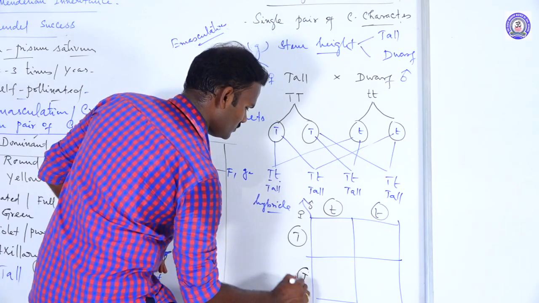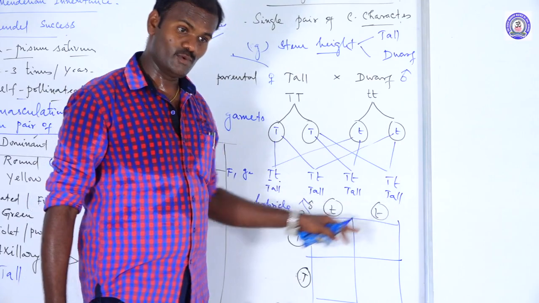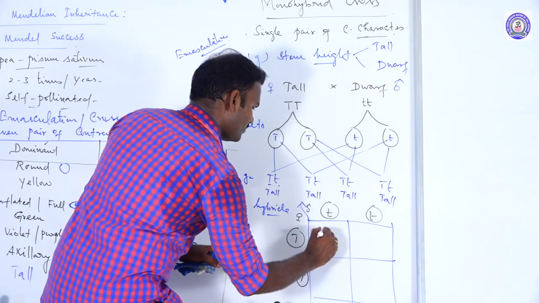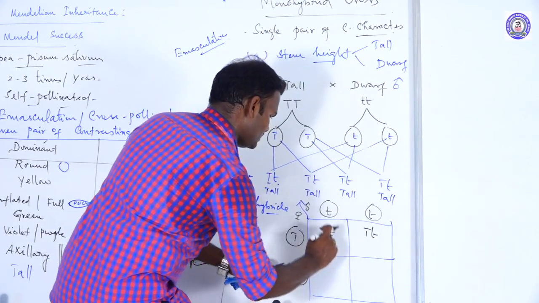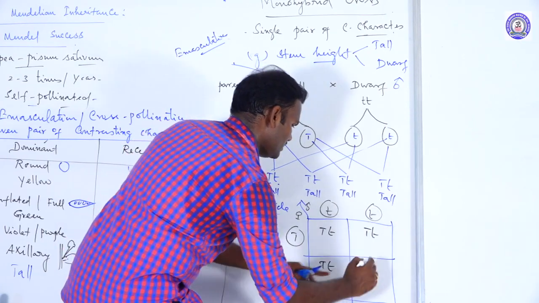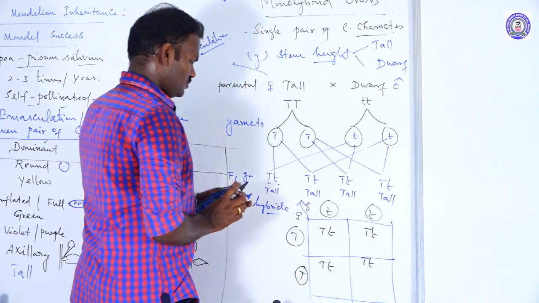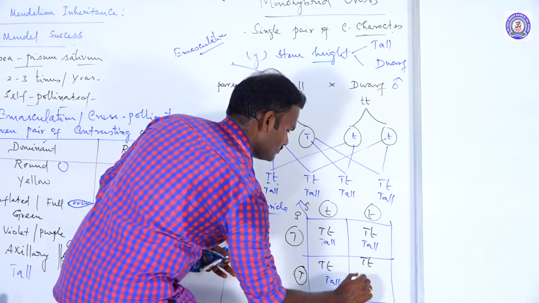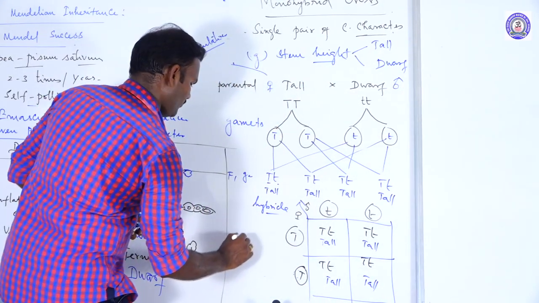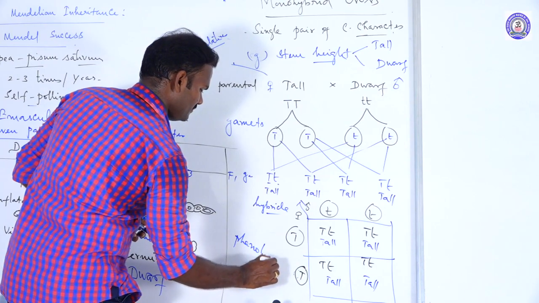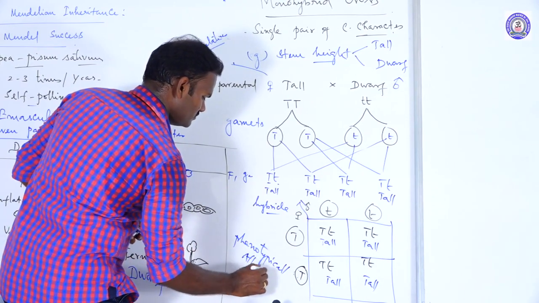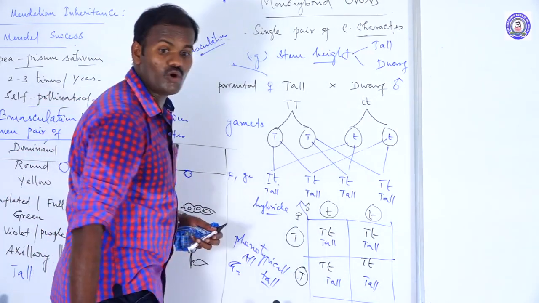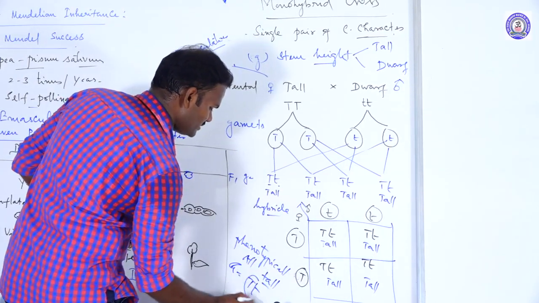So, male gametes are always placed on the horizontal position, and female gametes always on the vertical positions. If we cross these, we get capital T, small t, capital T, small t, and in the next step capital T, small t again. So, morphologically, all are tall plants. Phenotypically, all are tall plants. But genotypically, it's not a pure tall, it's heterozygous. Capital T, small t is heterozygous.